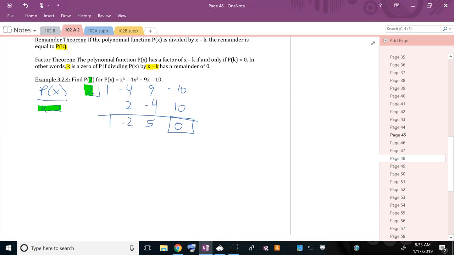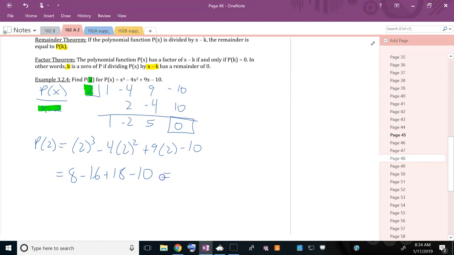Now for this one, let's check. What happens if I take my function and plug in 2 for x? What do I get out? 2 cubed is 8, 2 squared is 4, times 4 is 16, 9 times 2 is 18, and I've still got that minus 10. And yes, if we add all of that up, we will get 0.